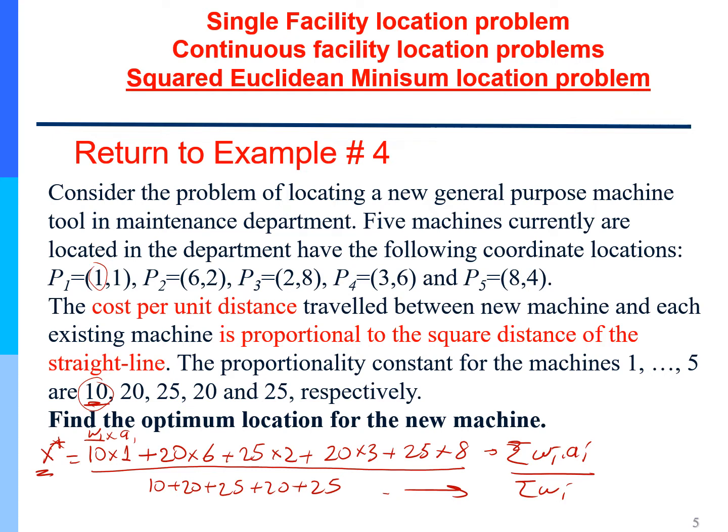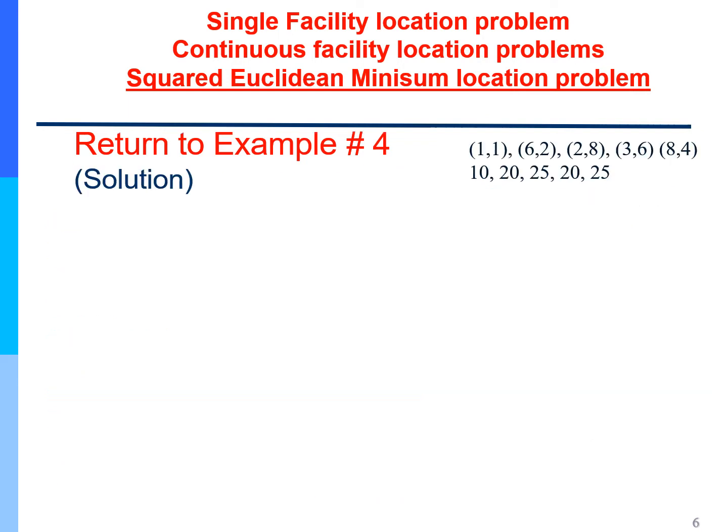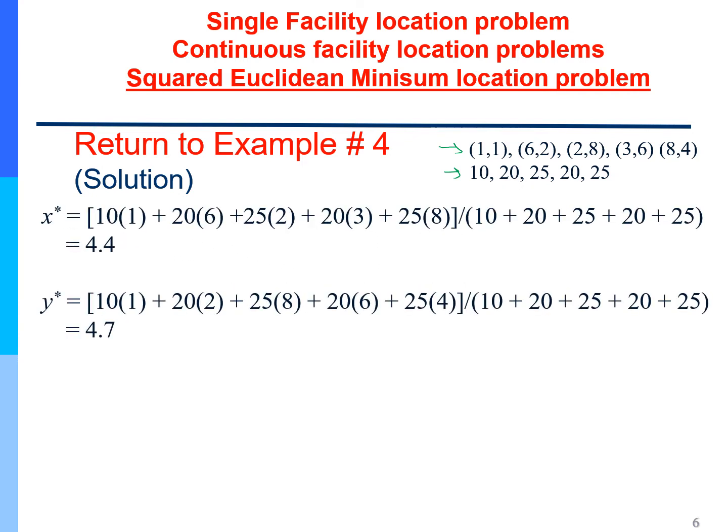And do the same thing for the optimal y star. So what we will be changing in this formula to obtain y is, let me write y star here, and you will be changing the x coordinate with the y coordinate. For the first facility, the y coordinate is the same as the x. For the second one, the y coordinate is equal to 2. For the third one, it is 8. Fourth one, it is 6. And fifth one, it is 4. And when you do the same calculation using the y coordinates, you will obtain the optimal y coordinate. So these are the coordinates of the existing facilities. These are the weights of these facilities. And the optimal x coordinate, if you do the calculation, will be 4.4. And the optimal y coordinate will be 4.7.